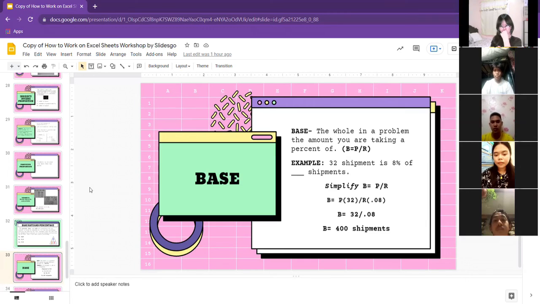Tapos pag dinivide mo na yun, kakalabasan, 400. Base is equal to 400 shipments.